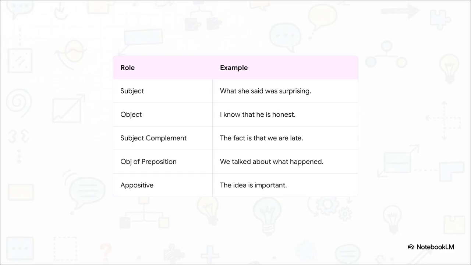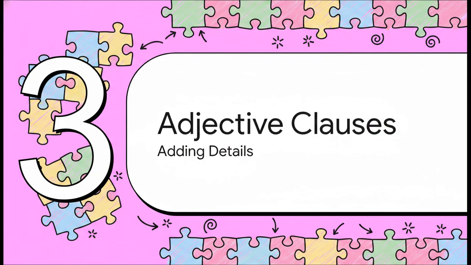Check out this table. It outlines the 5 specific roles a noun clause can play. Notice how these clauses actually step in to do the heavy lifting of a single noun. For instance, look at it acting as a subject. What she said was surprising. That entire phrase, what she said, is the subject. Or check out the object role. You wouldn't just say, I know. You'd be left hanging. You need the object, that he is honest. Whether it's acting as a subject complement, the object of a preposition, or in apposition, these clauses are bringing their very own subject and verb to fulfill a structural role. Pretty cool, right? All right, section 3, adjective clauses, adding details.